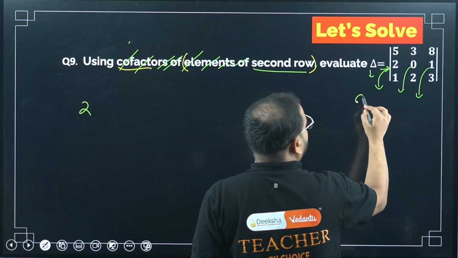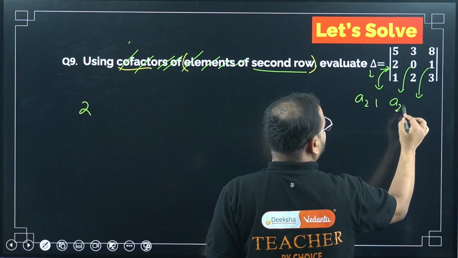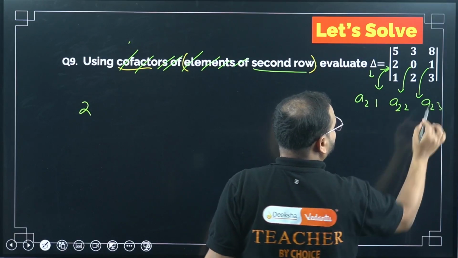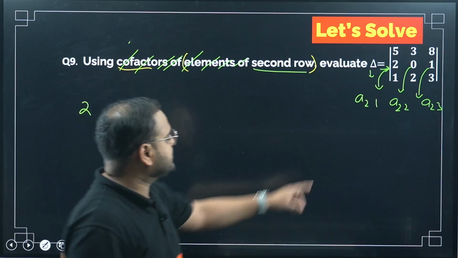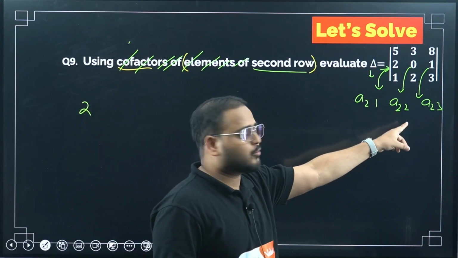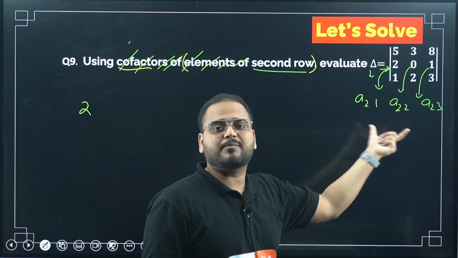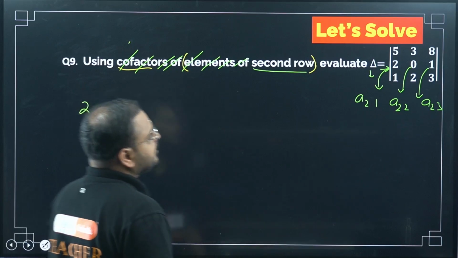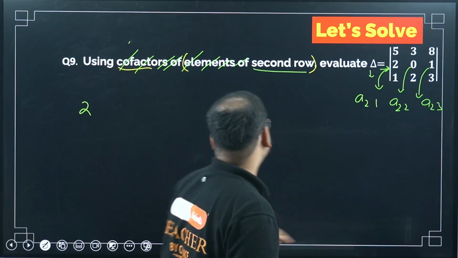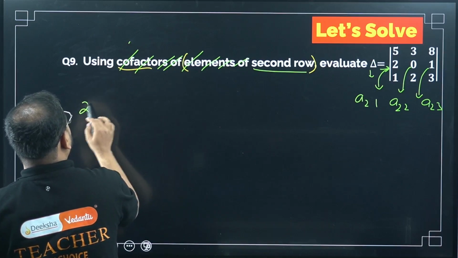This is what? A21, A22 and A23. Now it's visible? Yes. So A21, A22 and A23. If I have to find the determinant across these elements, how will I find it? Sir, for 2 plus 1 is odd, so put a minus sign here.